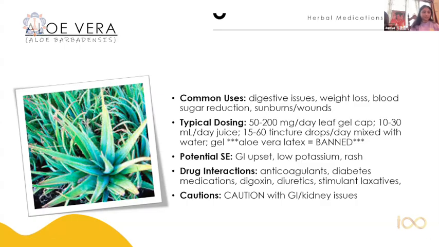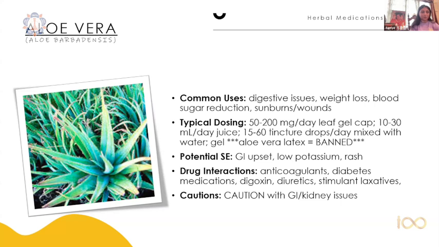So the common uses of this medication will be digestive issues, and weight loss because of that gastric motility, peristalsis piece. It can also reduce blood sugars, and it can treat sunburns and wounds, which is the most common use that we know of. Again, I won't go through the dosing in detail because it is going to vary per source, but the most typical dosing is listed on these slides for you. And I absolutely can email this out at the end of the presentation.